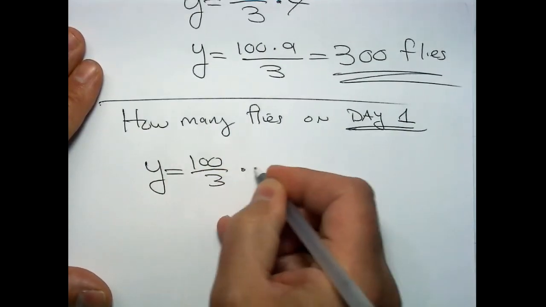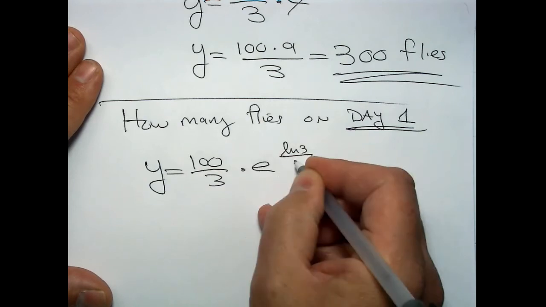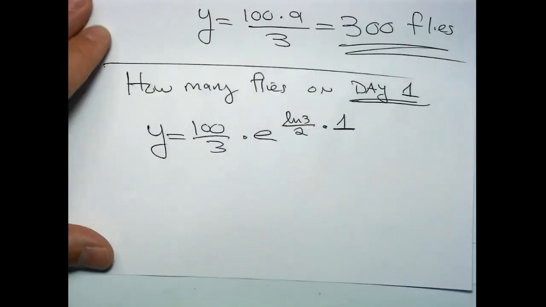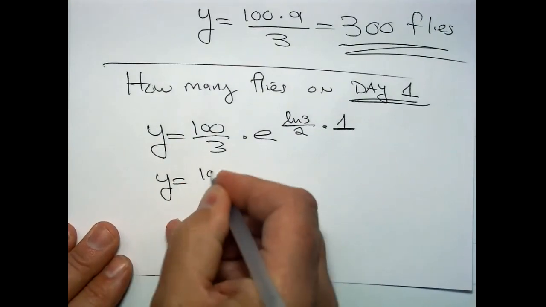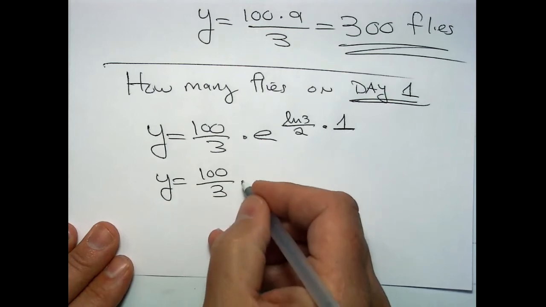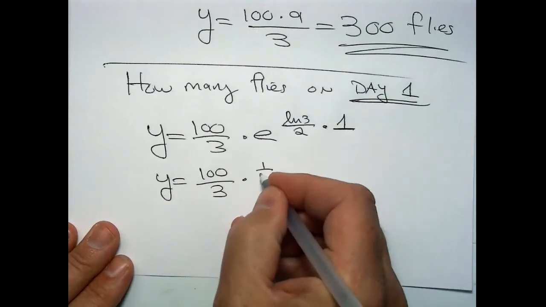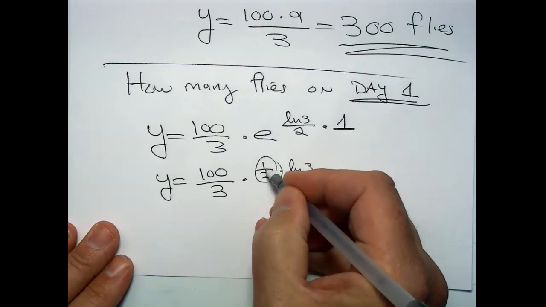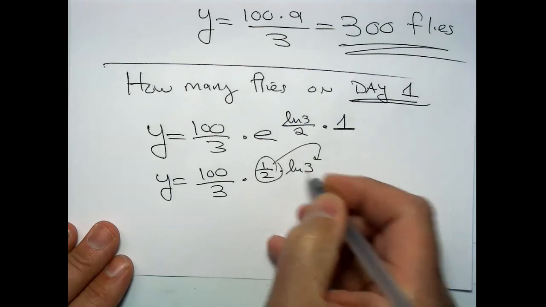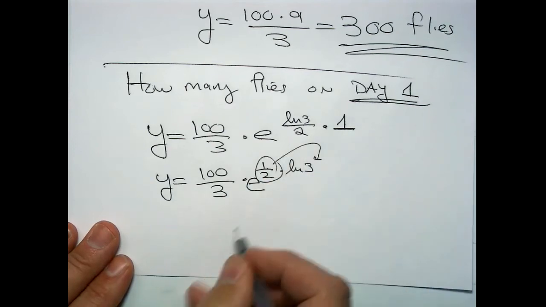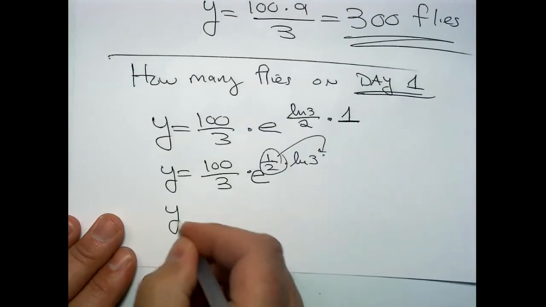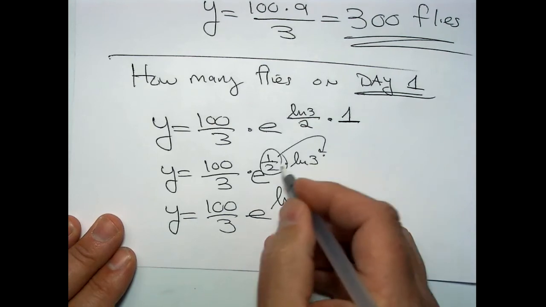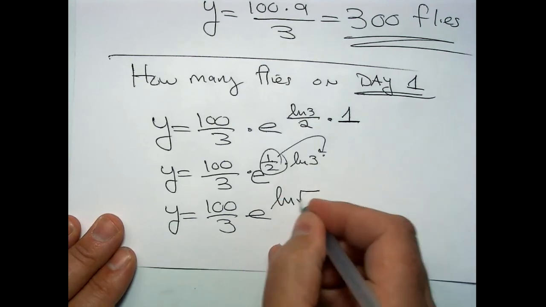100 thirds e to the ln 3 over 2 times day 1. That's where the x goes. 100 thirds. Now, what I see here, guys, is a 1/2 times an ln of 3. And again, I love that property. You may take anything in front of a logarithm and push it up. And I forgot there's an e there, okay? That gets pushed up, so it becomes 100 over 3, and it's e to the natural log of 3 to the 1/2, which is square root of 3.